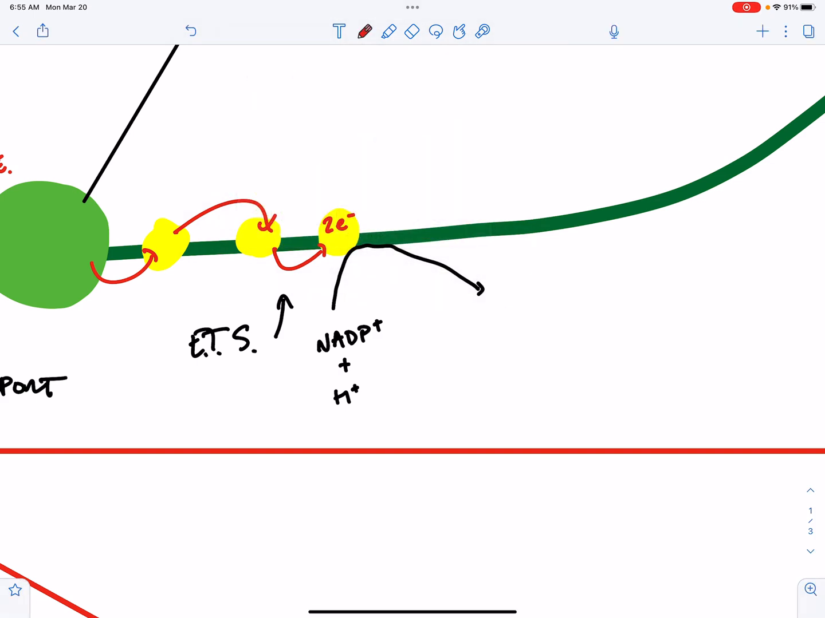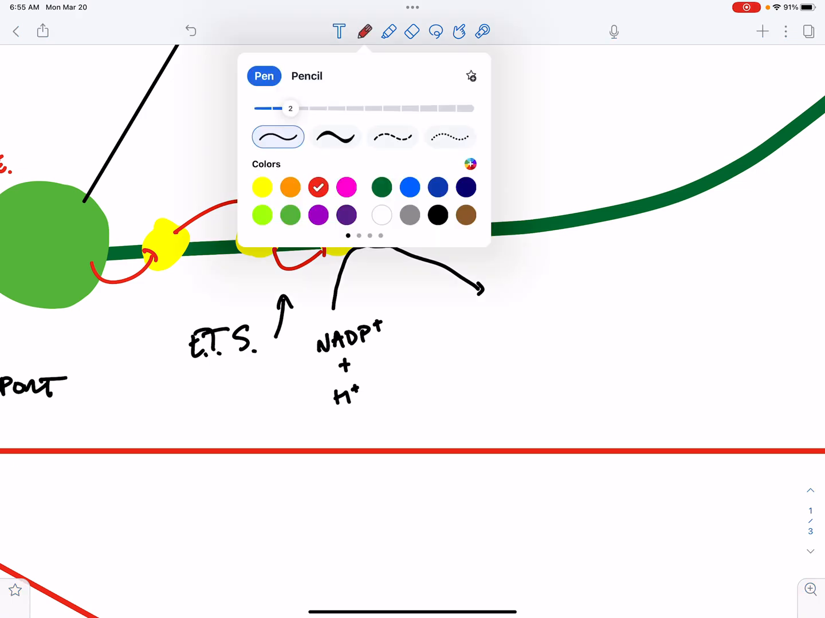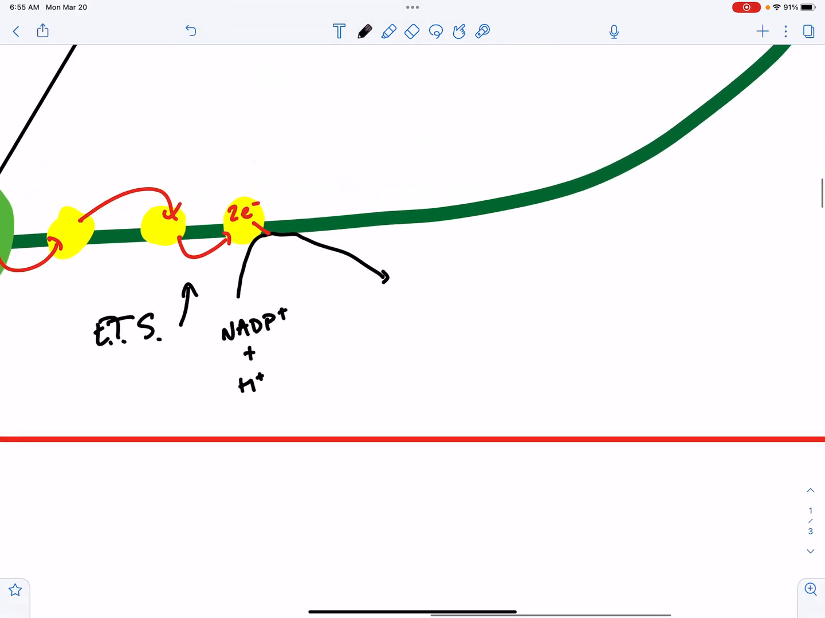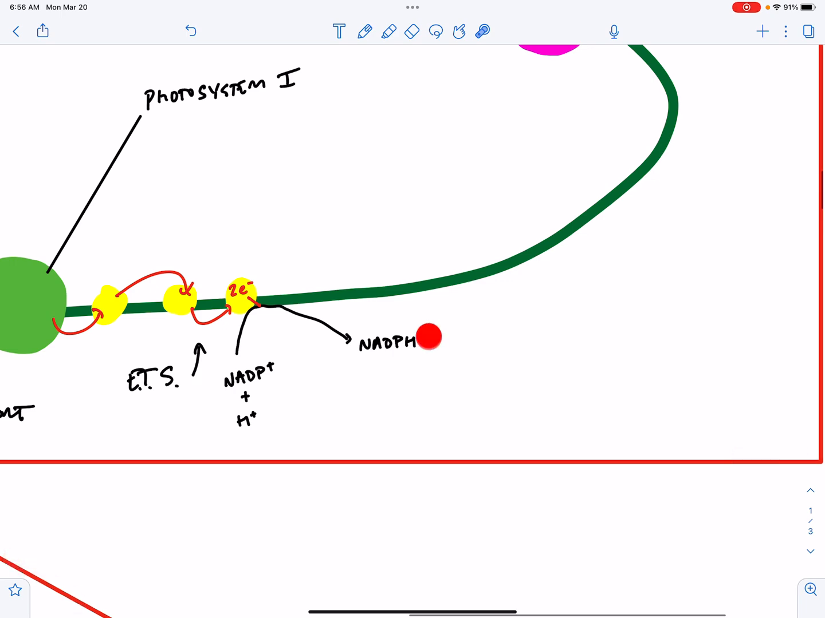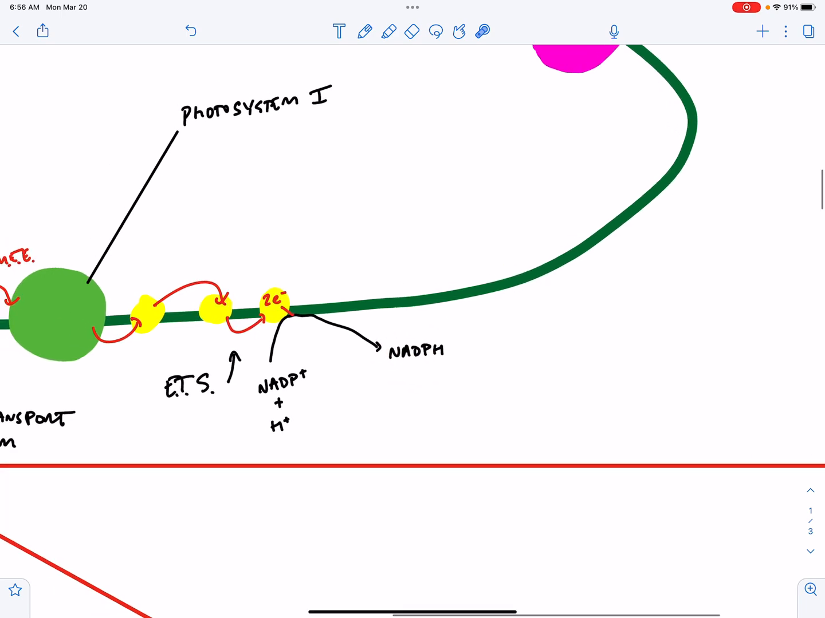They're going to jump onto our suitcase, NADP+, and this whole compound is now going to be called NADPH. So this is just NADP+ with a hydrogen and then 2 electrons. This is our high energy electron suitcase. It's going to safely carry our electrons to the next step.